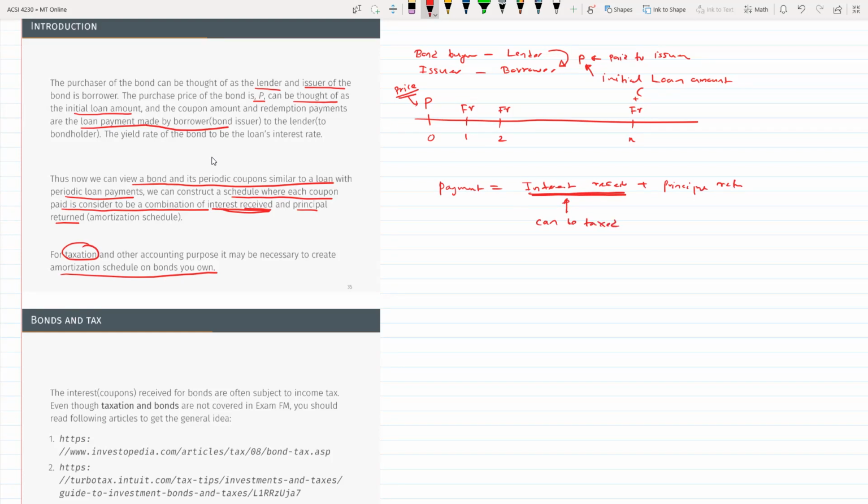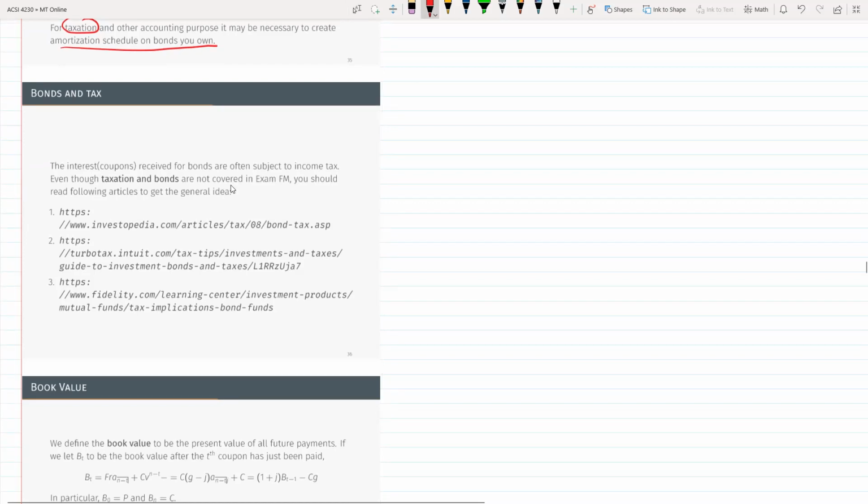So instead of taxing the entire payment, now you are really taxing a portion of it. In order to do that, you have to break down the payment into two components. So that's why we create this kind of amortization schedule, for taxation purposes. In here, you can see that the interest received for bonds is often subject to income tax. By the way, the state we are in, Tennessee, doesn't have state income tax.